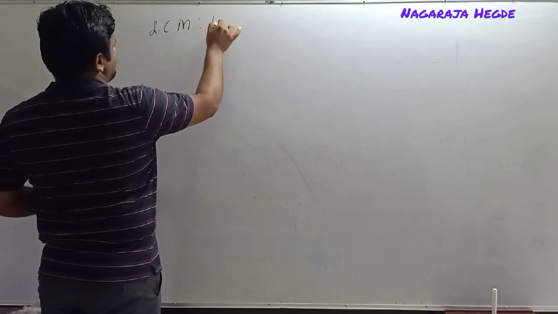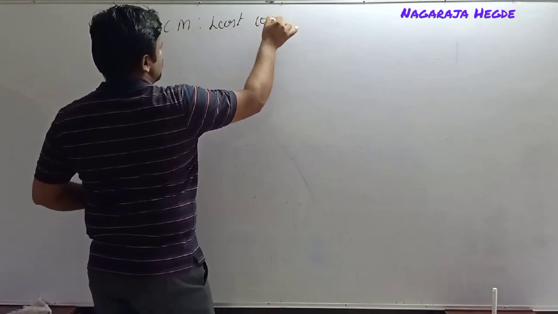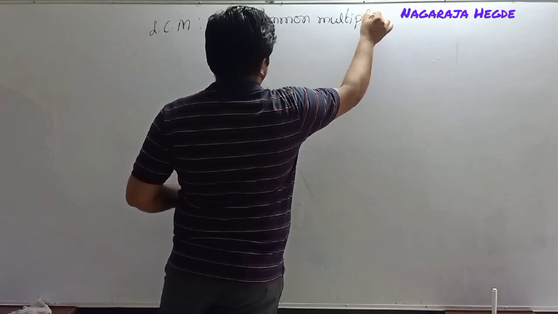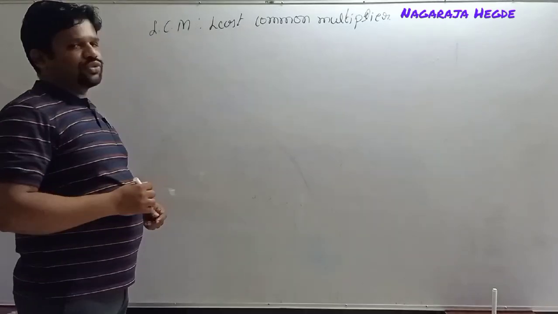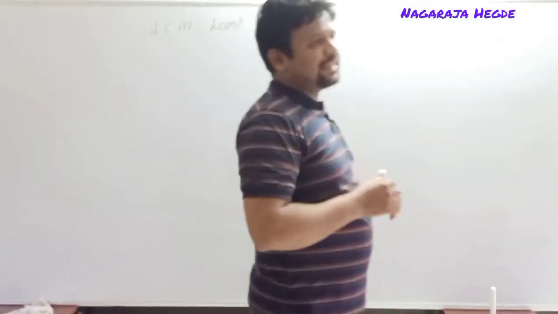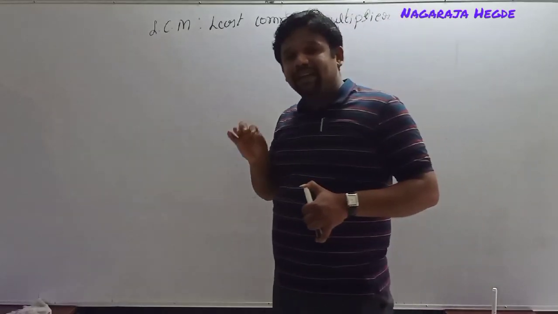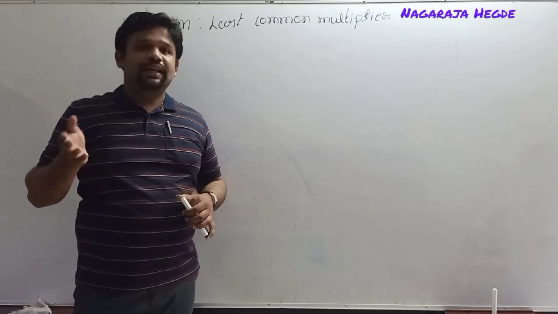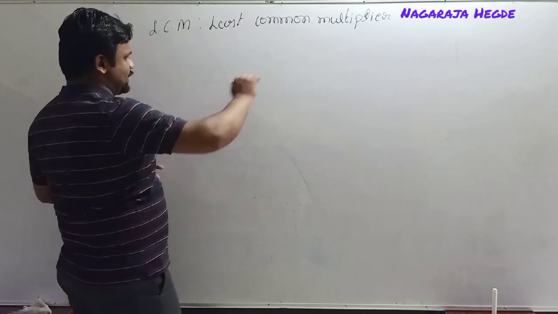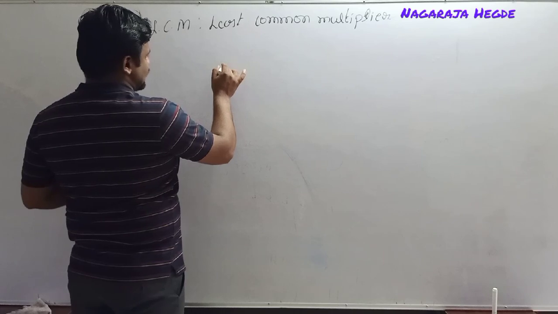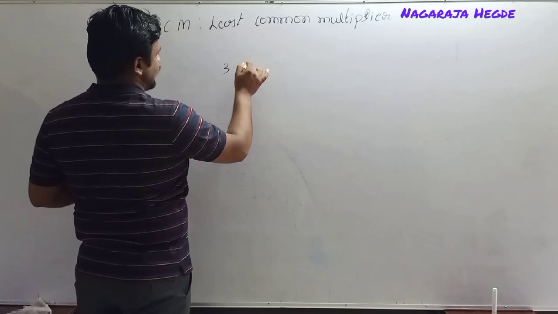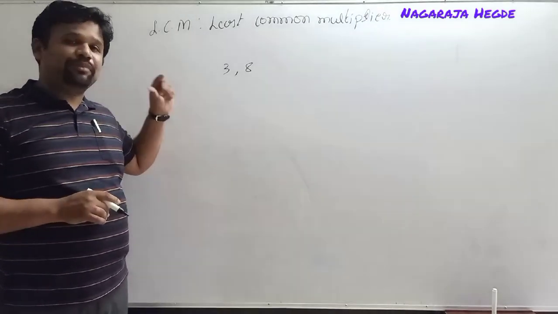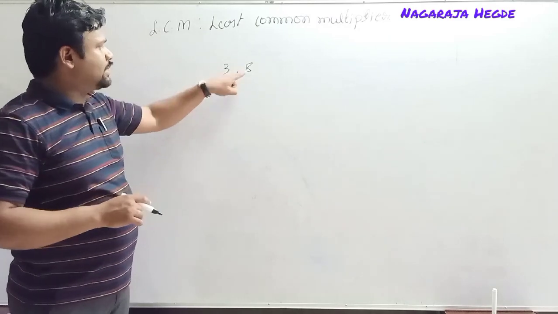LCM. What is this LCM? Least common multiple. What is the LCM of two numbers? LCM of two numbers is the smallest number which can be divided by both the numbers. Simple example I will take. Let us take 3 and 8. If you consider 3 and 8, there are infinitely many numbers which can be divided by both the numbers.